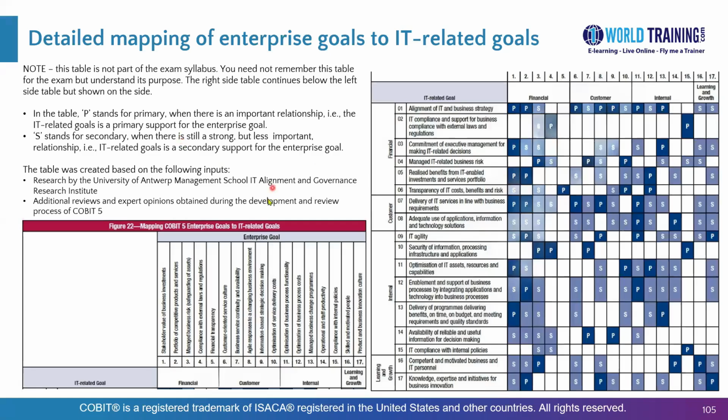Now for the exam, you don't have to remember this table. You only have to understand that such a table exists, which is a mapping provided as a template in the COBIT 5 guidance, which organizations can use, and they may create their own such mappings, or leverage this mapping and benefit from it. Now, this table was created based on inputs from a couple of areas. One, of course, from ISACA themselves during the development of COBIT 5 and its review, and also it was an output from the research by the University of Antwerp, wherein they have the Management School for IT Alignment and Governance Research Institute.